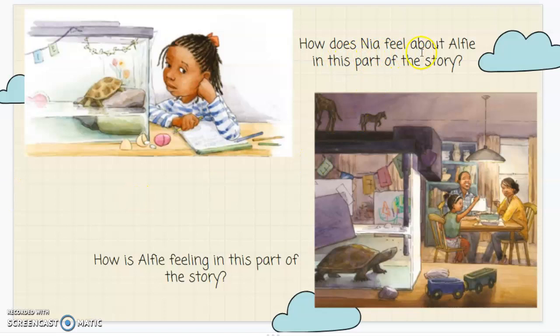How does Nia feel about Alfie in this part of the story? You can see her face. That's a good question to ask. How does she feel about the turtle? And in this picture right here, this illustration, how is Alfie feeling in this part of the story? Alfie the turtle. How is he feeling based on the way that the illustrator drew this picture? So we are trying to ask who, what, when, where, why, and how questions.